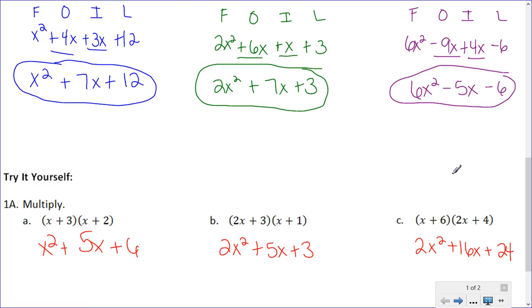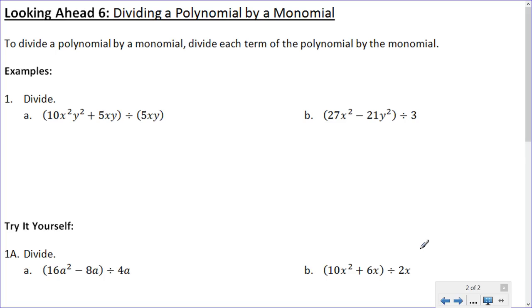Okay, that is it for looking ahead 5. So let's go on to looking ahead 6. Dividing a polynomial by a monomial. So now we're dividing. The last couple sections we've been multiplying. This time we're dividing. So we're just going backwards basically.